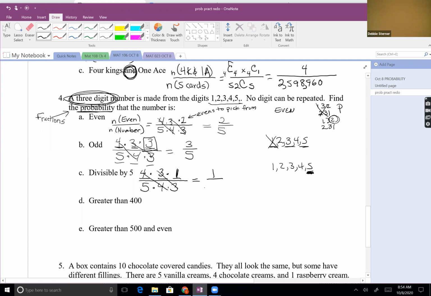Wait, why did you put the 1 at the end on the top? Because if I look at all the numbers that can be created from those digits, 345, 415, 235. In order to be divisible by 5, doesn't that last digit have to be a 5? Yes. And so there's only 1 5 to put in that last space. There's only one choice of digit there. Oh, okay. Okay? Yes.